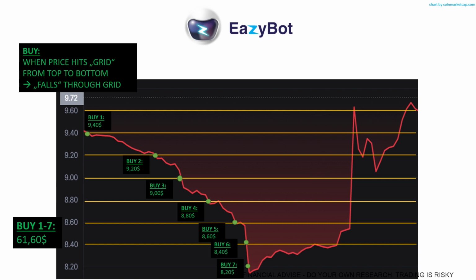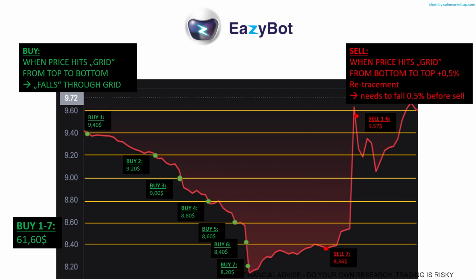For selling all covers, Eazybot uses a strategy called retracement. So we do not sell immediately when market conditions are met. We need the price to go up through our preset target and then drop at least 0.5%. That's called retracement. So we will not sell by crossing every single grid right here. We need the market to then drop at least 0.5% to be able to sell our orders.